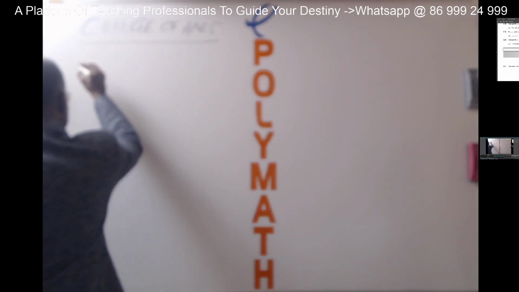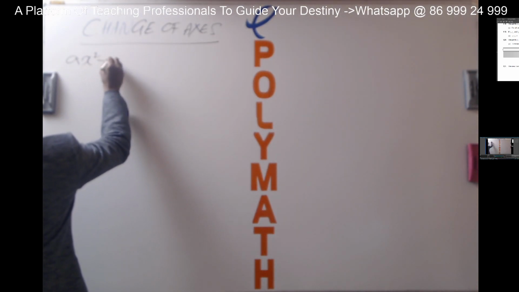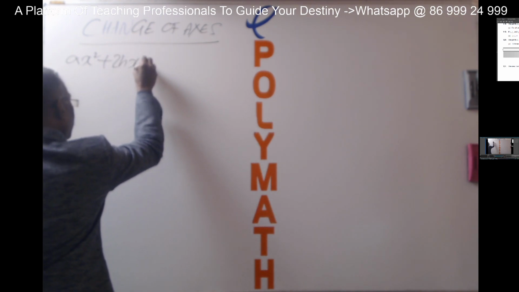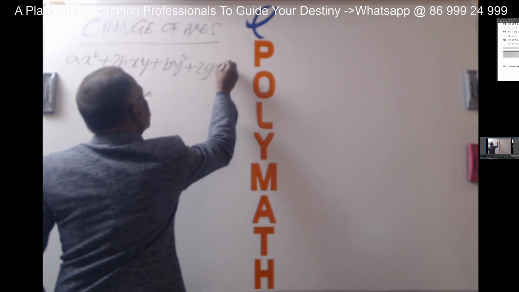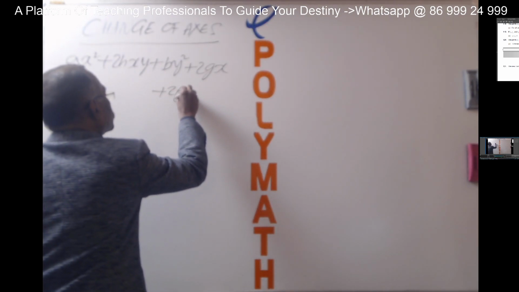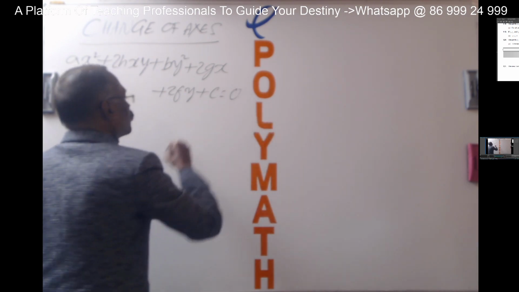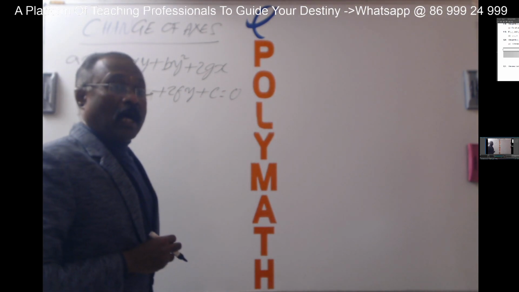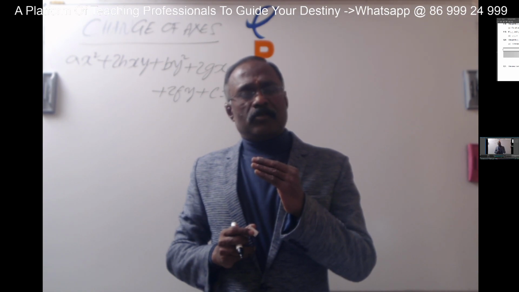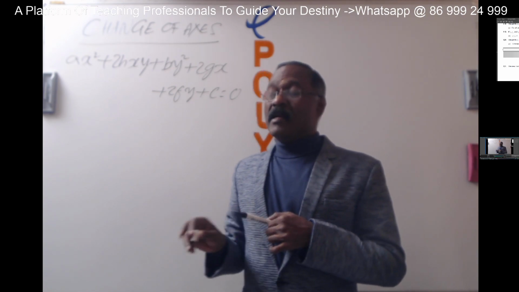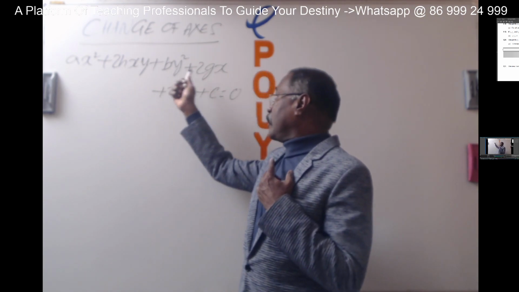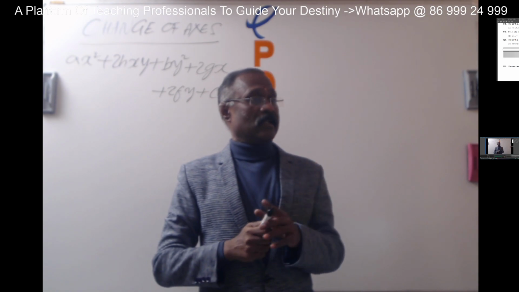That is ax square plus 2hxy plus by square plus 2gx plus 2fy plus c is equal to 0. I said this is the maximum size of any geometrical figure equation in two-dimensional geometry. So how many terms is it consisting of? It is consisting of 6 terms: 1, 2, 3, 4, 5, 6.